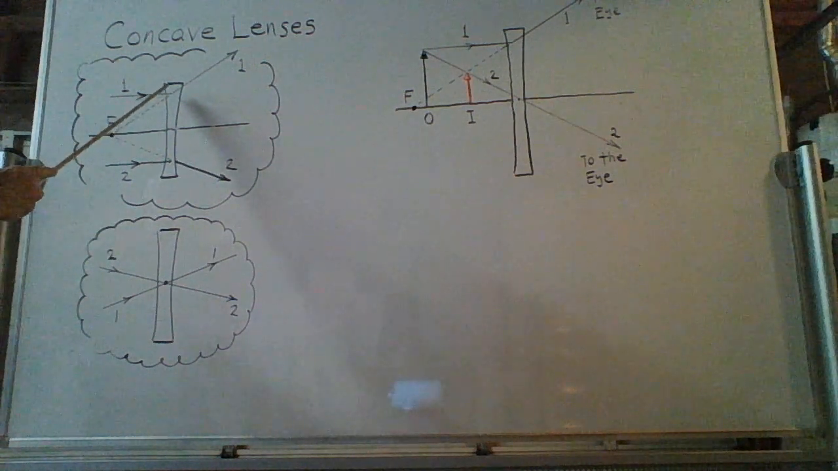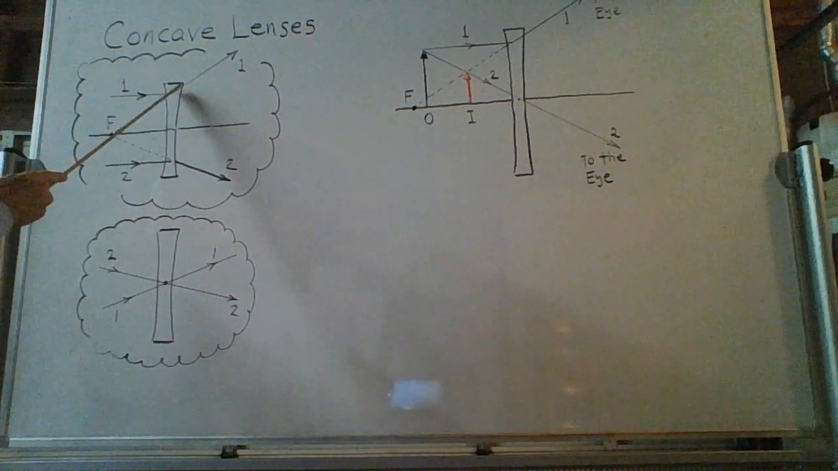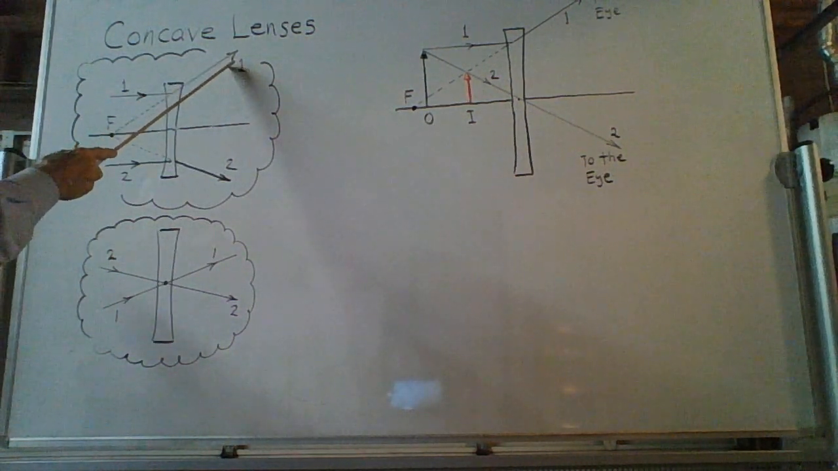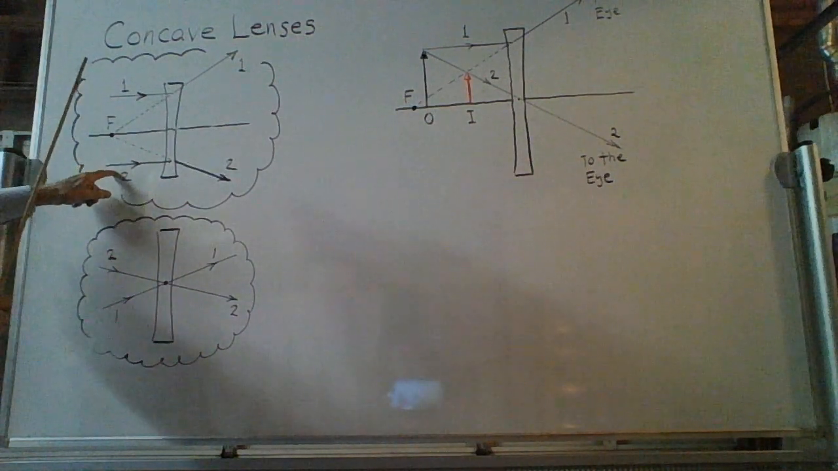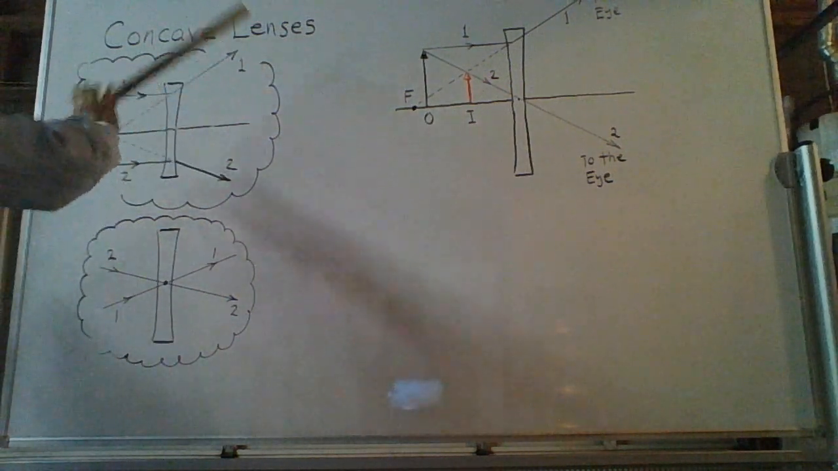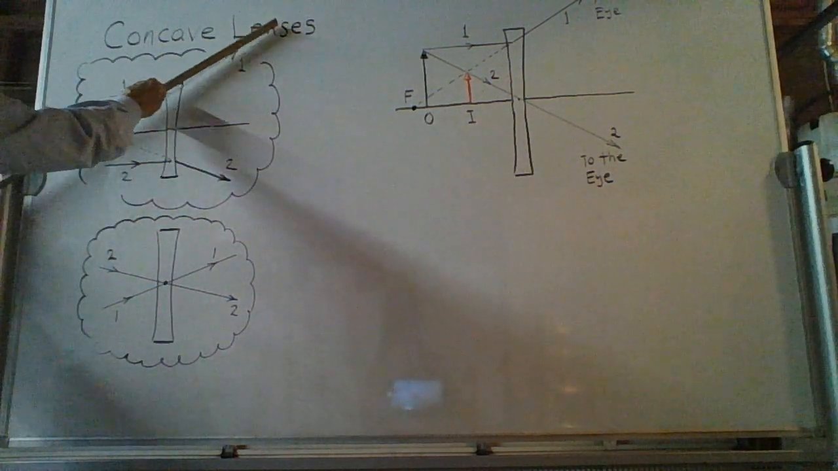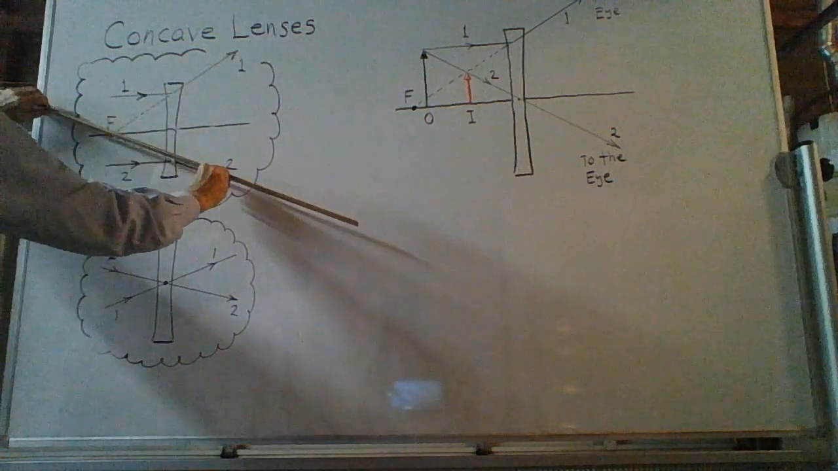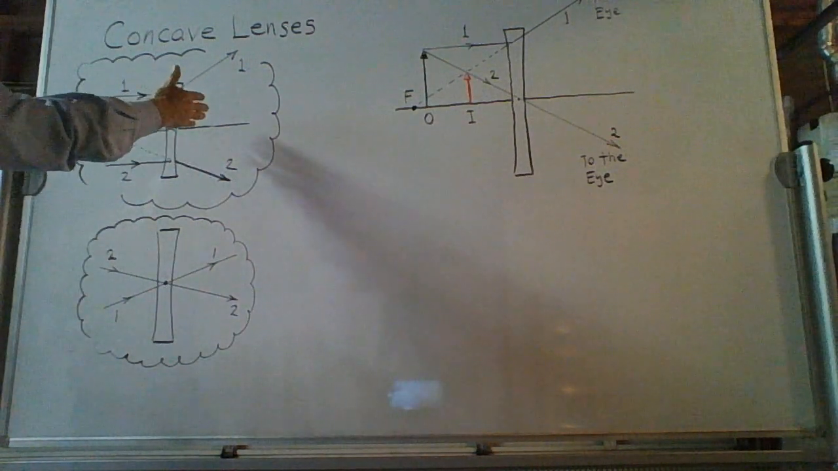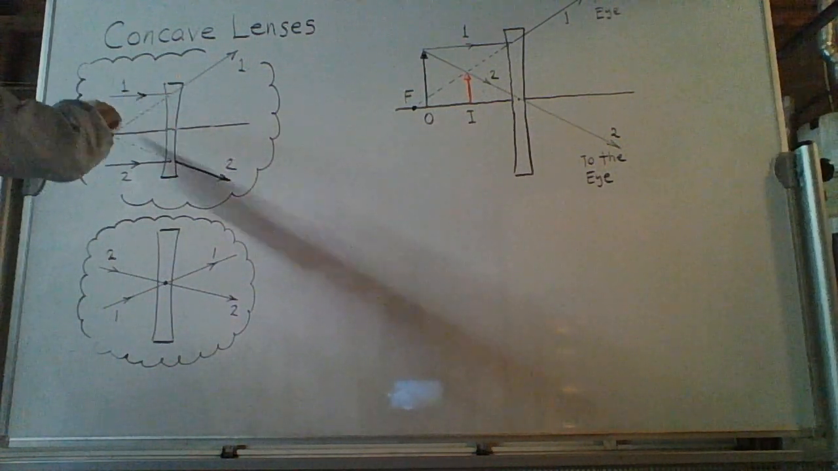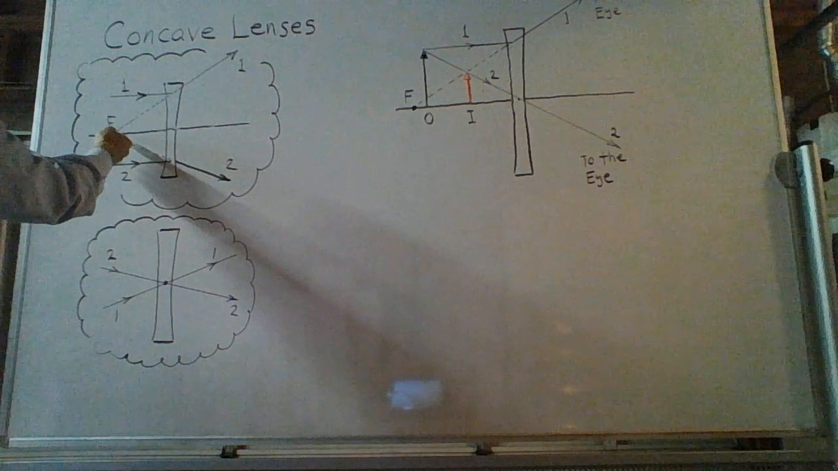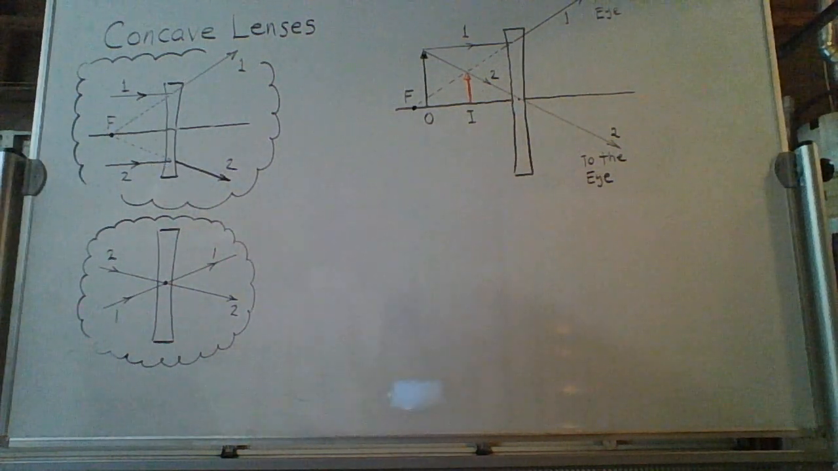Ray number one, after it passes into and then out of the lens, will have been refracted, bent, along this path there. Similarly, ray number two will have been refracted along that path. If one extrapolates back the rays 1 and 2 on the other side of the lens, they intersect at a common point on the axis called the focal point. All paraxial rays incident on a concave lens will be bent in such a way that they appear to come from a common point on the other side of the lens called the focus.